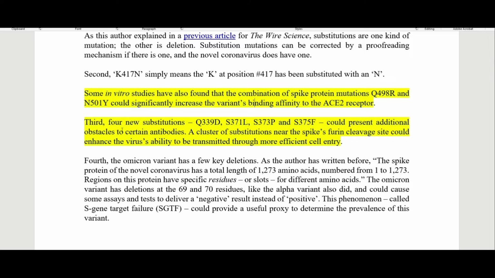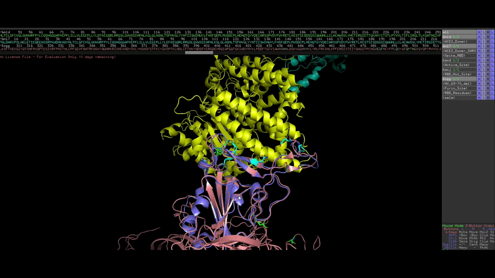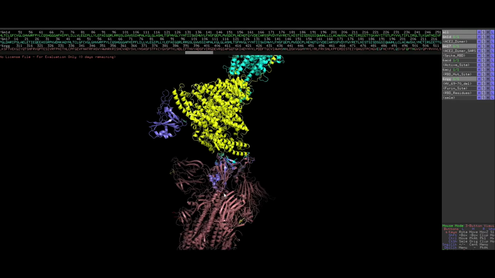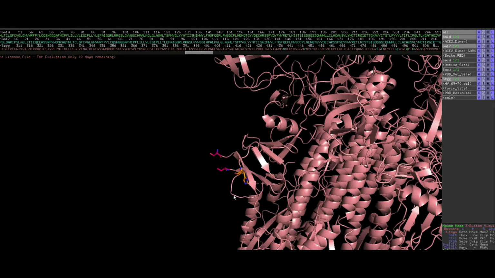So third, 4 new substitutions: Q339D, S371L, S373P, and S375F could present additional obstacles to certain antibodies. A cluster of substitutions near the spike's furin cleavage site could enhance the virus's ability to be transmitted through more efficient cell entry. So these around 339, 370, those are near that furin cleavage site, which I showed down here.